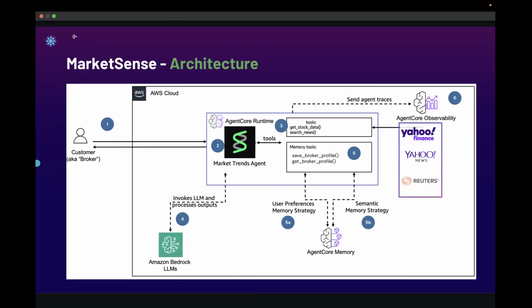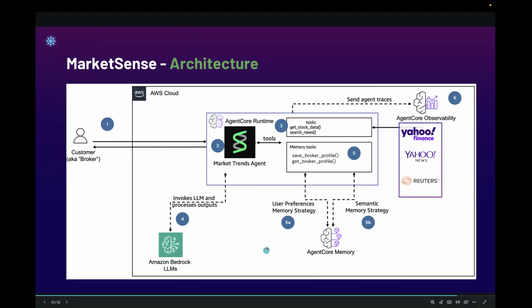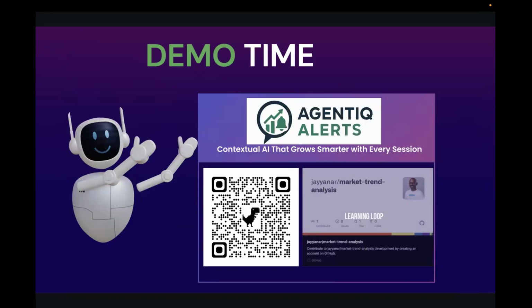So when we make a call asking for this trend analysis information, it uses the LLM called Bedrock to give us the information. All this information will be in Agent Core Observability. Let's dive into the demo.